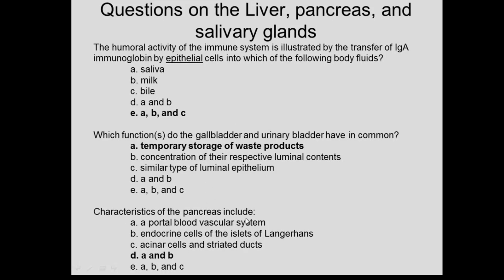Characteristics of the pancreas include a portal blood vascular system? Yes, between the islet cells and the pancreatic acinar cells, there's a portal system. Also, the endocrine cells are in the islets of Langerhans? Yes. The acinar cells and striated duct? No. There's no striated duct in the pancreas. The striated duct is in the salivary gland, to make a hypotonic solution. You don't need a hypotonic solution in the pancreas. Everything is isotonic, so the answer is D.